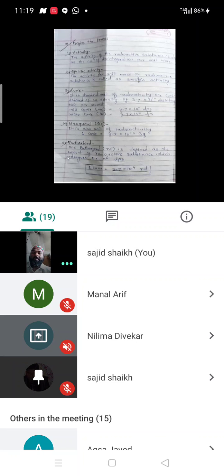Now we will see the detection of radioactivity. These terms are very important as far as the MCQ is concerned. Please go through this part.